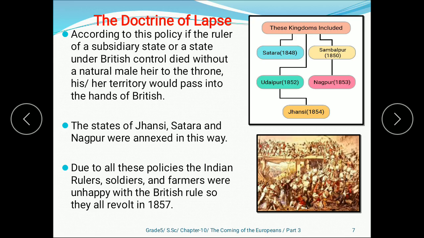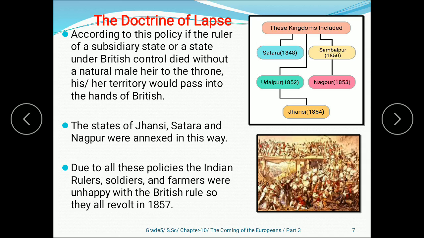Now, due to all these policies, what happened? The Indian rulers, the farmers, and the soldiers were all very unhappy and annoyed with British rule. So what did they do? They started revolting, and they all revolted in 1857. In the next video, I am going to discuss the revolt of 1857 and the rise of nationalism.